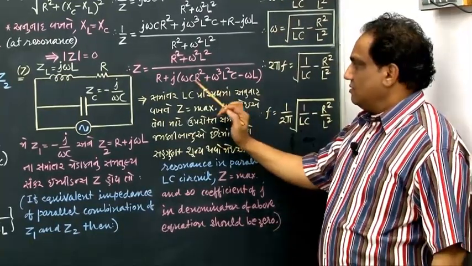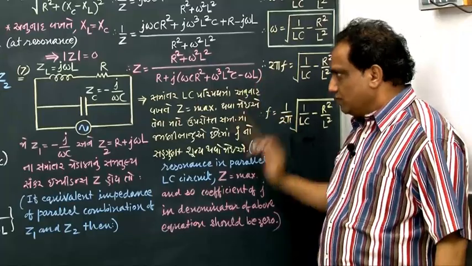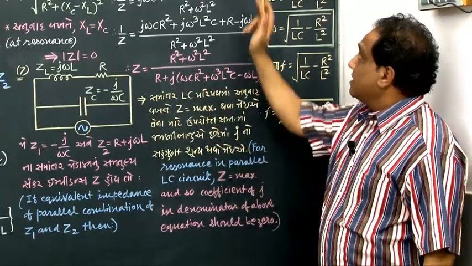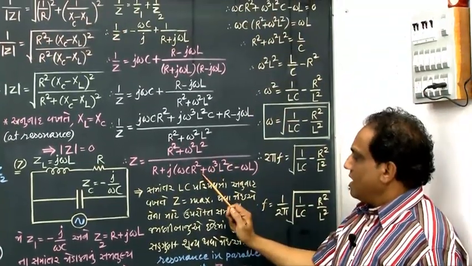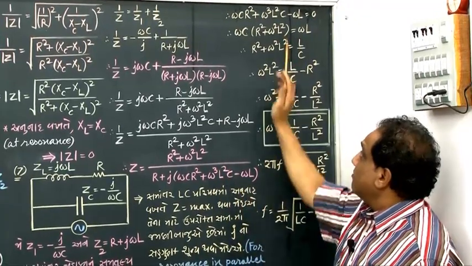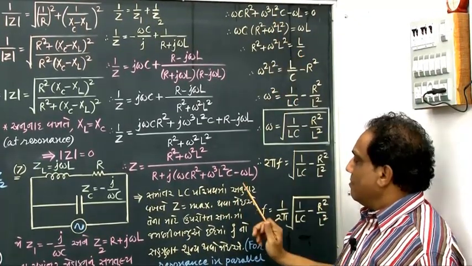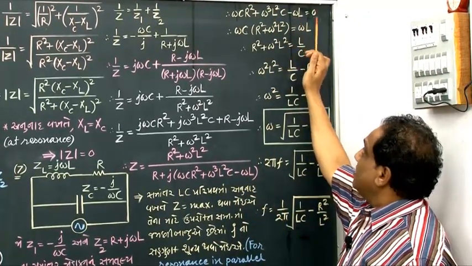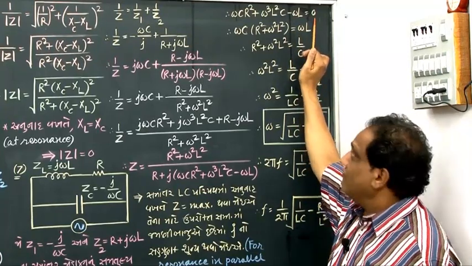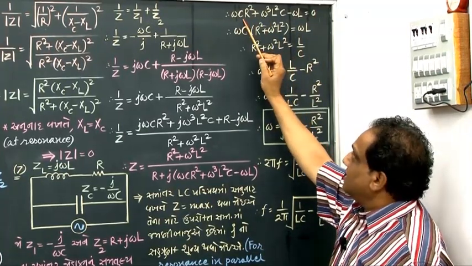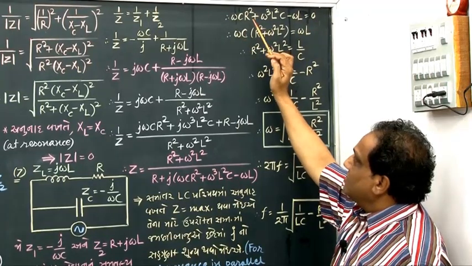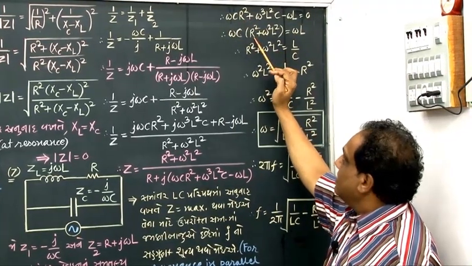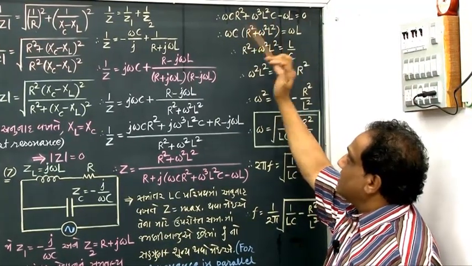Correct? This part you should take as 0. Omega C R square plus omega cube L square C minus omega L should be taken equal to 0. Fine. Now omega C, if I take common, left inside the bracket from here it is R square, omega into C has gone out.